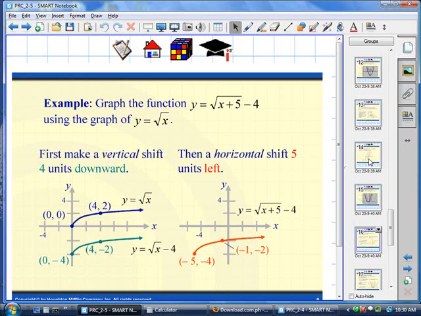So instead of my original, which looks like this, now I'm going to go 5 left, and 4 down, and then I'm going to have the same curve. So it's just literally the same curve, moved to the left 5, and down 4. And do you see how we're just getting really good mileage out of the library functions? And we're able to use it in so many different ways. That's the idea here.